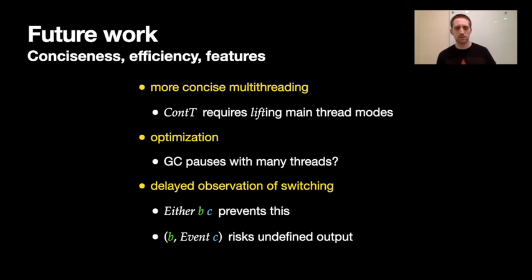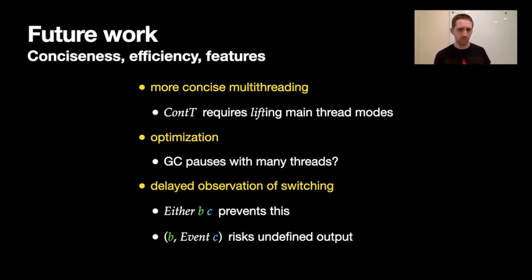And then there's this issue of delayed observation of switching that I said I'd refer to. We went from the switch operator, which uses this signal function whose output is this pair of a normal output signal and a termination signal, and replaced it with this either BC type. This prevents us from doing what Yampa does with delayed observation of switching in operators like dswitch or dpswitch.